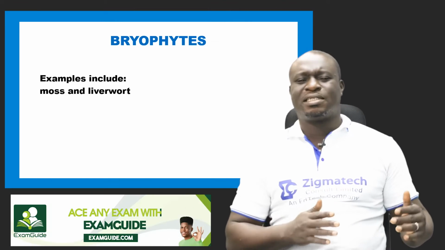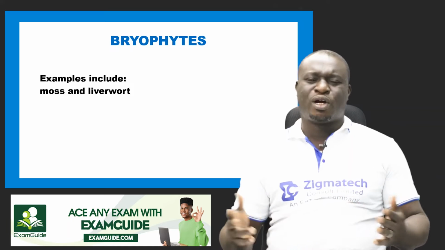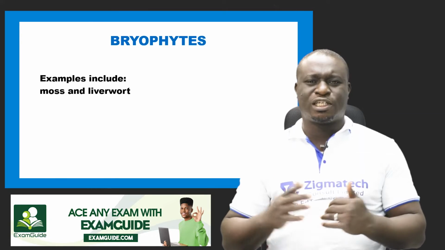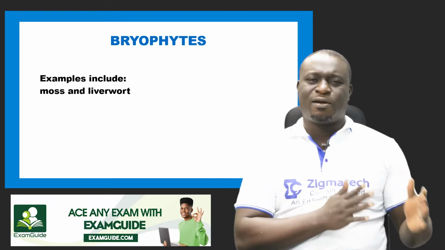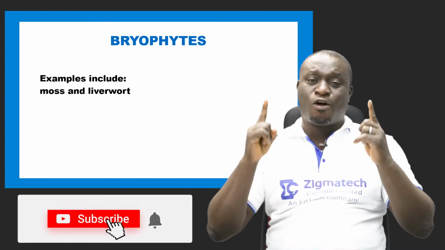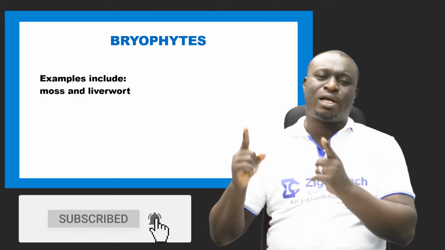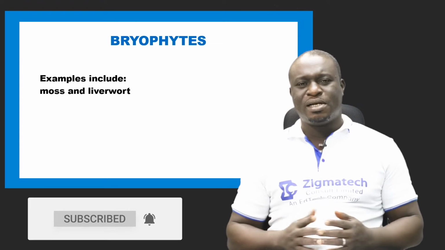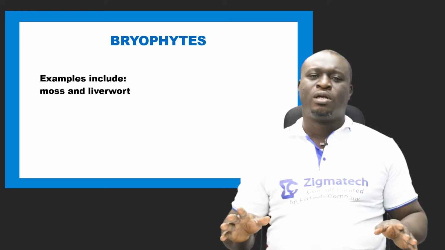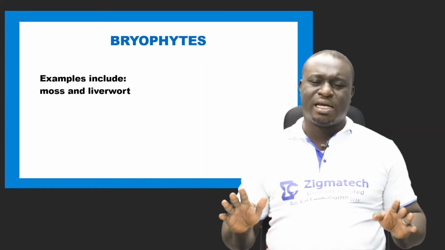Now, the next is BRYOPHYTES. For BRYOPHYTES, we also have two characteristics. We can compare them with THALLOPHYTES. BRYOPHYTES are also non-vascular plants. It simply means that the plant does not contain xylem, neither does it have phloem in it.